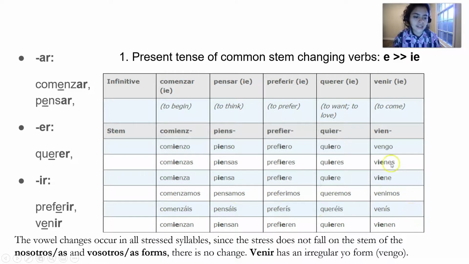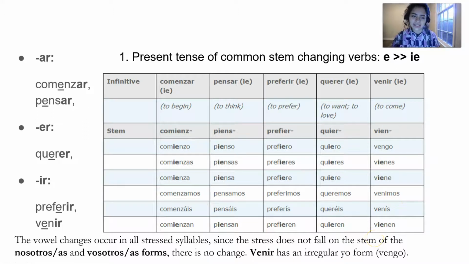And then, as you can see, the verb venir, in the yo form is a very irregular form. It's yo vengo. This might remind you of the verb tener, to have. The yo form is tengo. So this verb is a little bit more irregular than the other ones because in the yo form it doesn't undergo a stem change. It undergoes a yo form change. But all the other forms, except the nosotros and vosotros, they do undergo the E to IE change.